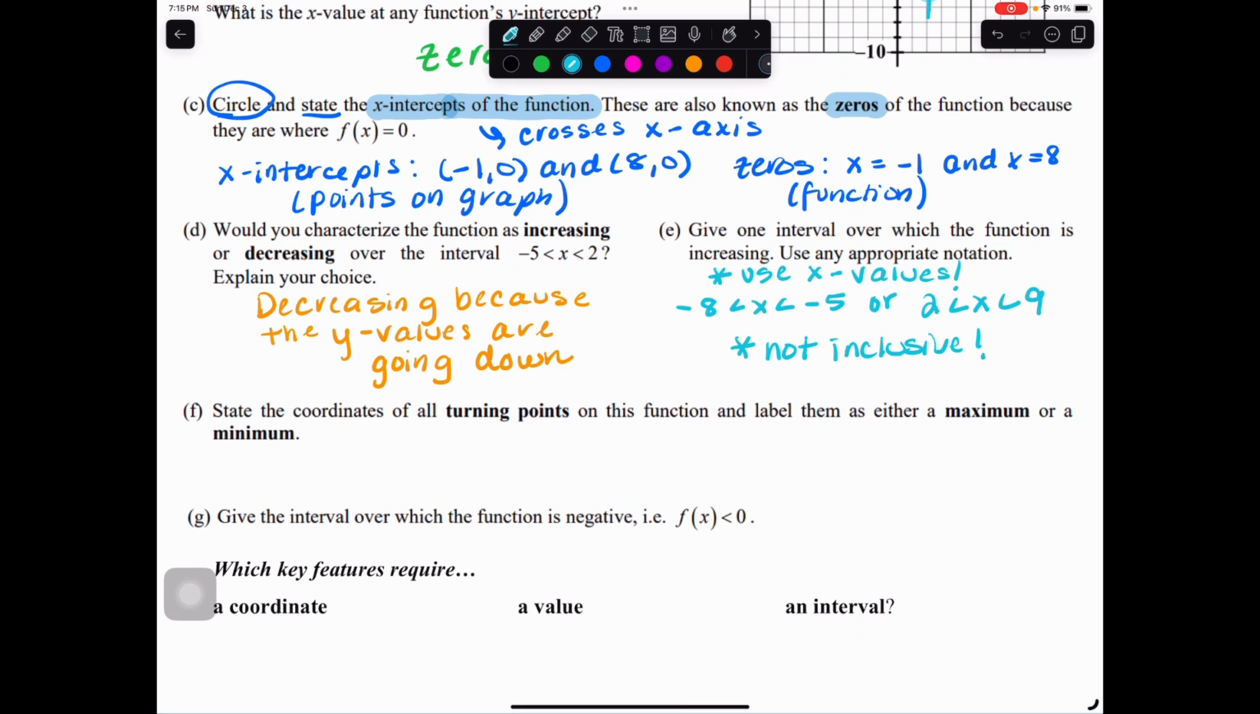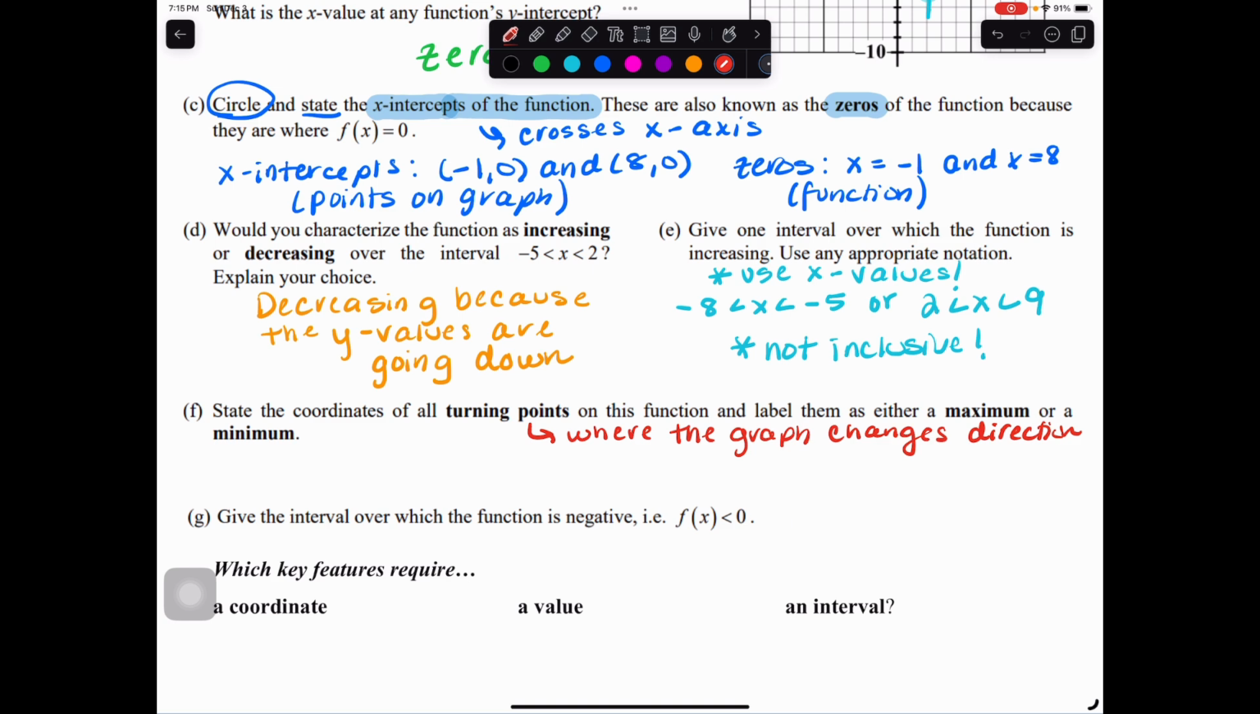It says state the coordinates of the turning points on this function and label them as either a maximum or a minimum. So the turning point, let's talk about what that even means. Turning points are where the graph changes direction.